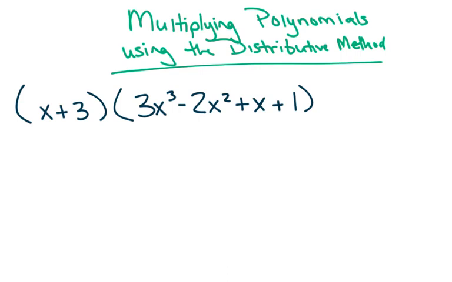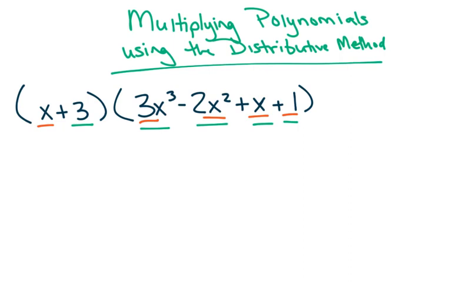The idea behind the distributive method works basically the same way it would work if this was just like 3 times this polynomial. You're going to multiply each value by each value in the parentheses. And so basically I'm going to take this x and multiply it by every single value in this other polynomial, and then I'm going to take this 3 and do the exact same thing, and then get my results, combine my like terms, and move on. And so I want to show you what that looks like.